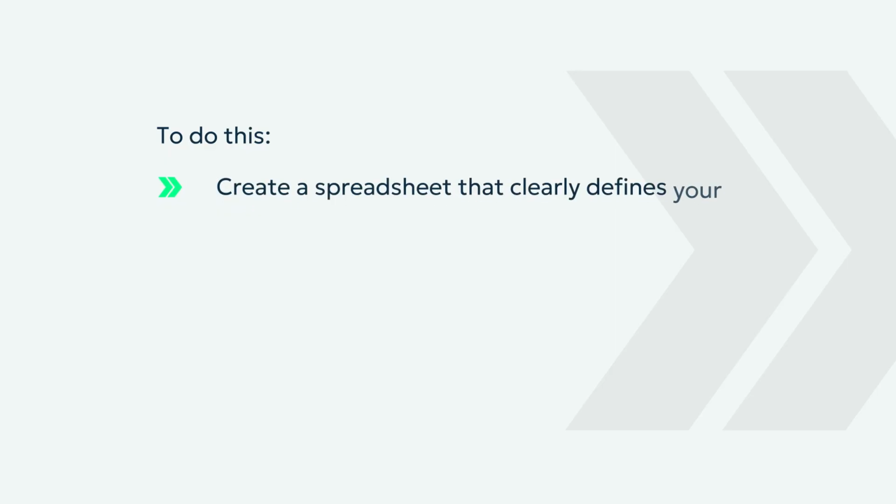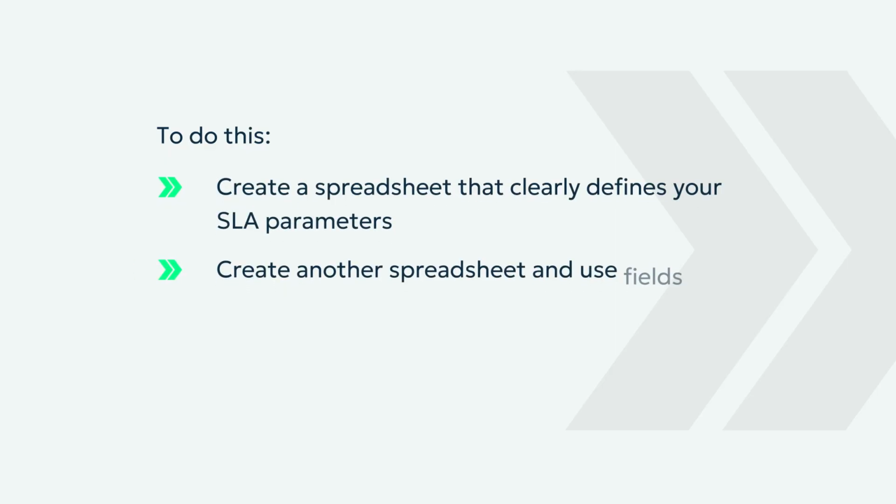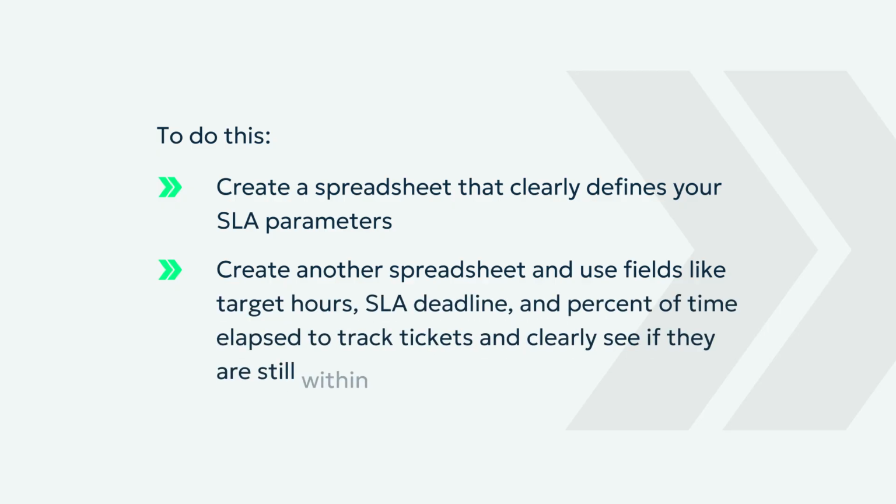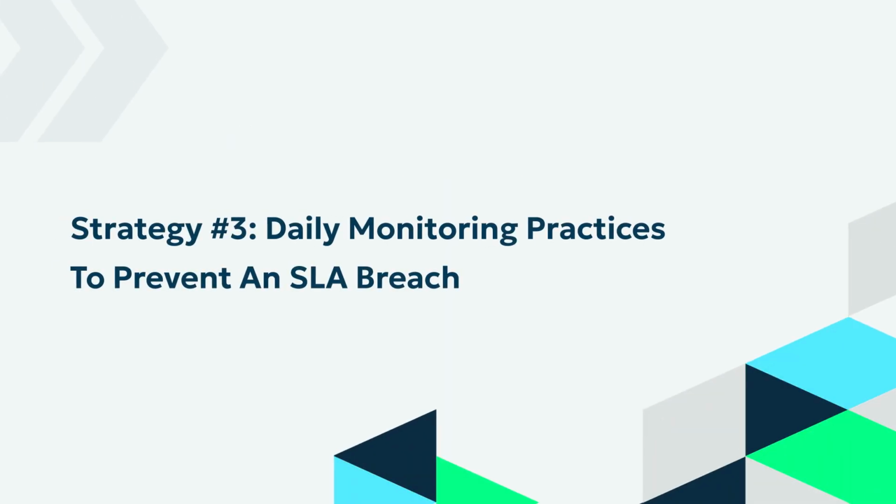To do this, create a spreadsheet that clearly outlines your SLA parameters. Then create another spreadsheet and use fields like target hours, SLA deadline, and percent of time elapsed to track tickets clearly and see whether they're still within SLA. Daily monitoring practices to prevent an SLA breach.